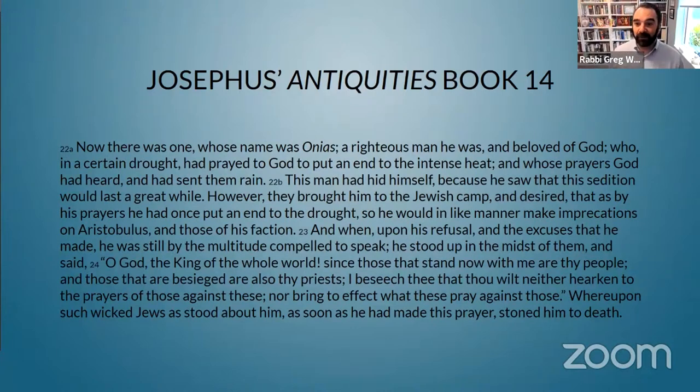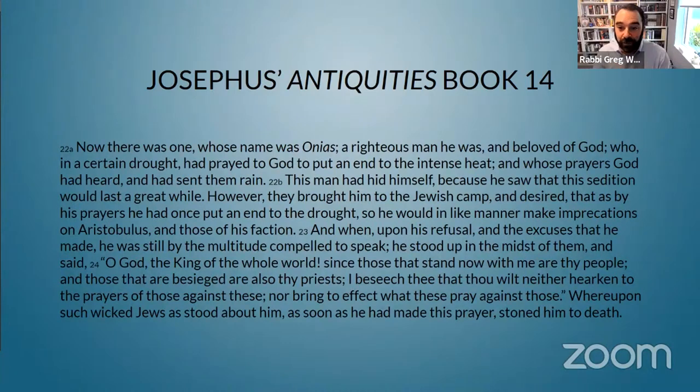"This man had hid himself because he saw that this sedition would last a great while. However, they brought him to the Jewish camp as desired, that as by his prayers he had once put an end to the drought, so he would in like manner make imprecations on Aristobulus and those of his faction." Right? They're bringing him this man who can pray to God and change the outcomes to now have an effect on the outcome of the internal politics of the time.